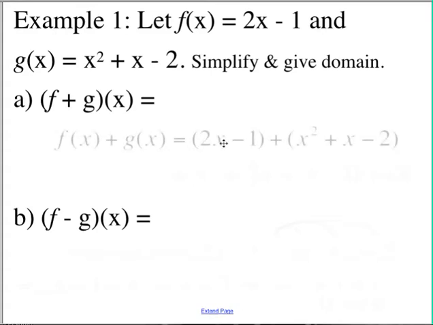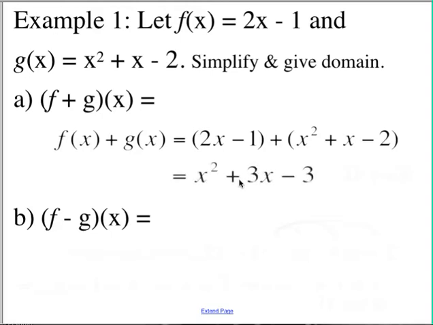And then I want to combine like terms. So I have a 2x that I'm going to add to an x. I have a negative 1 I'm going to add to a negative 2. And then x squared is all alone. And I'm going to put that in descending order of the exponents. And I get x squared plus 3x minus 3.